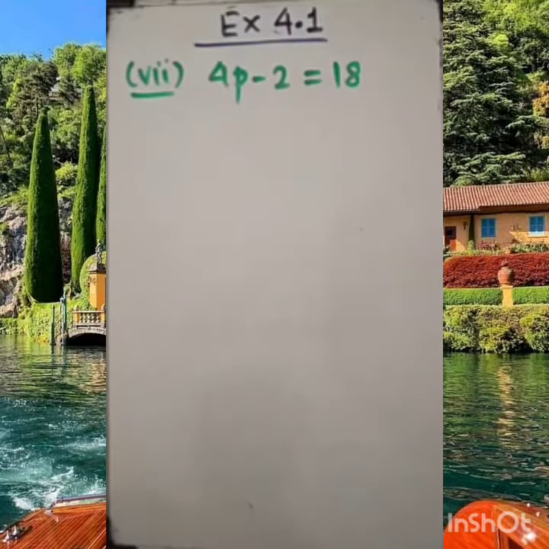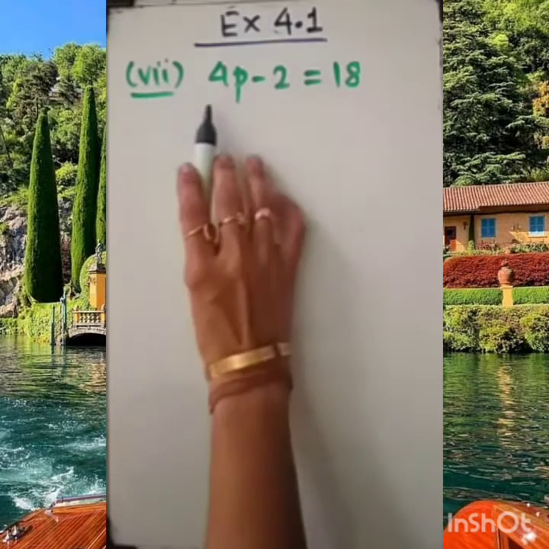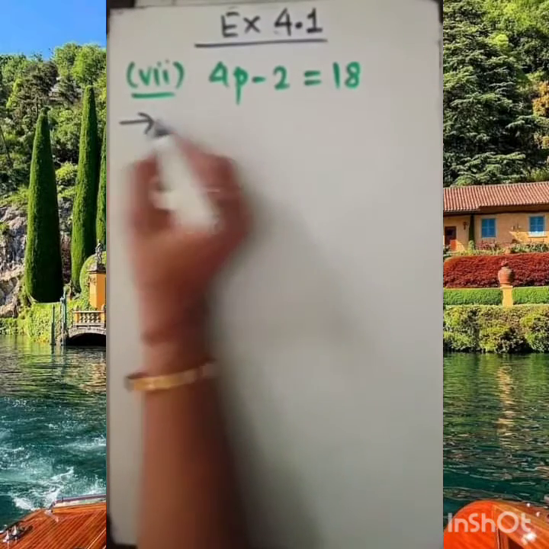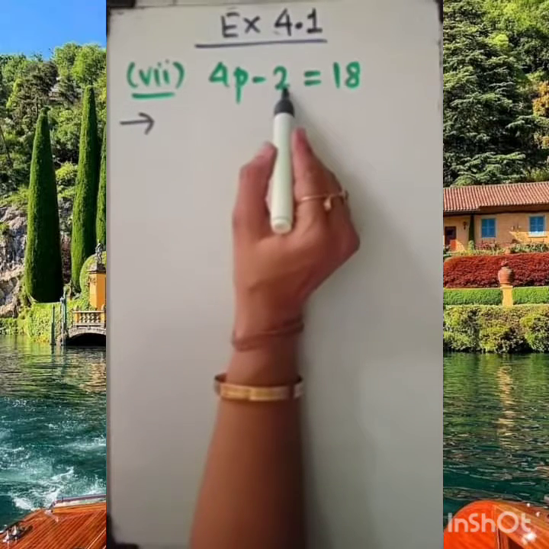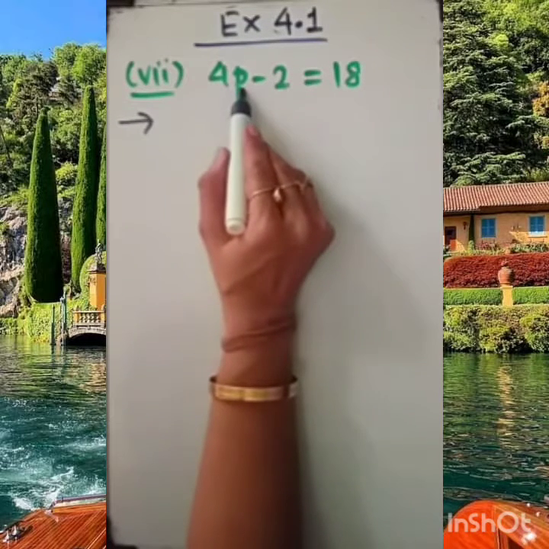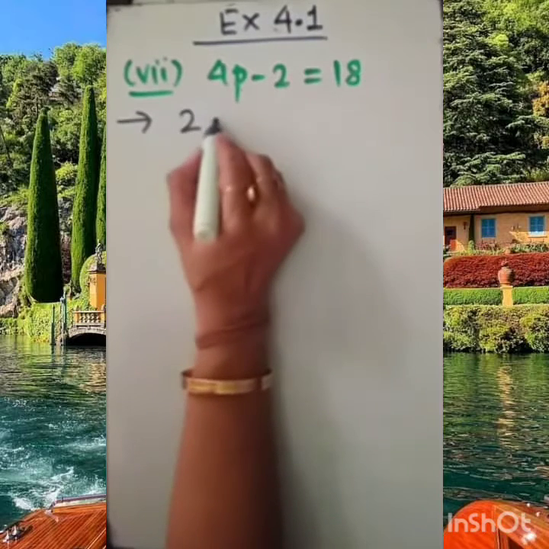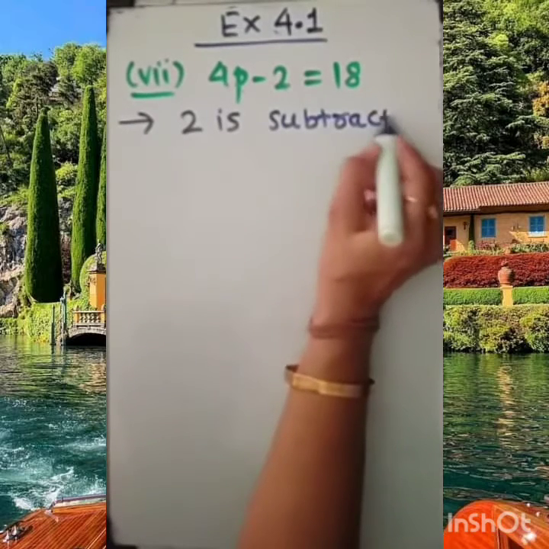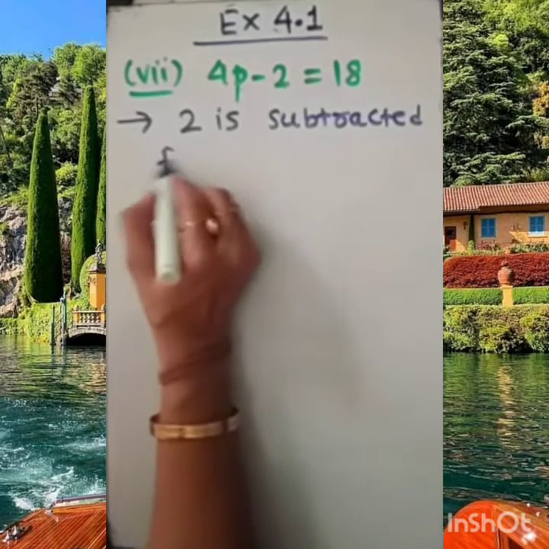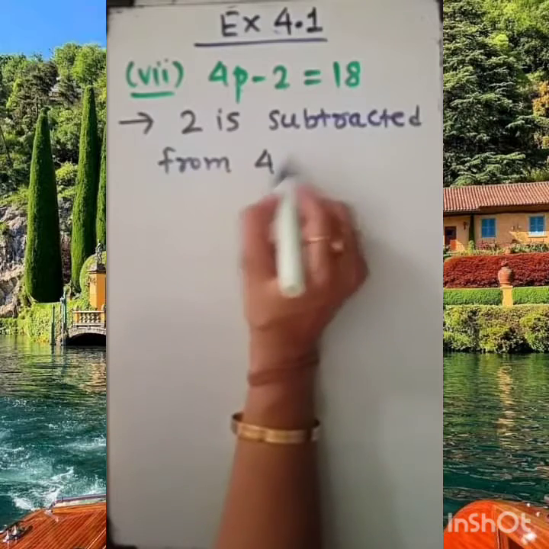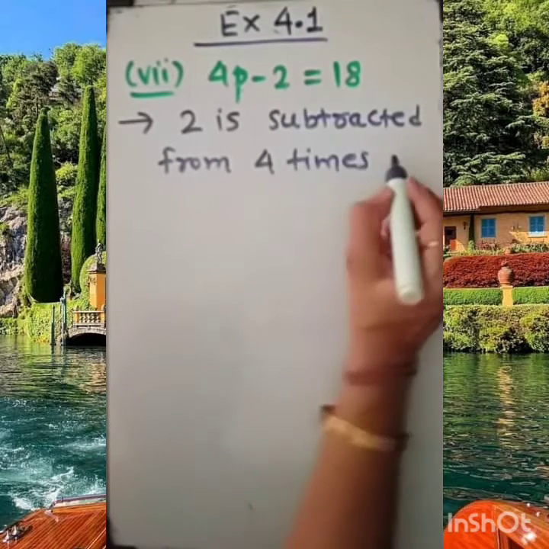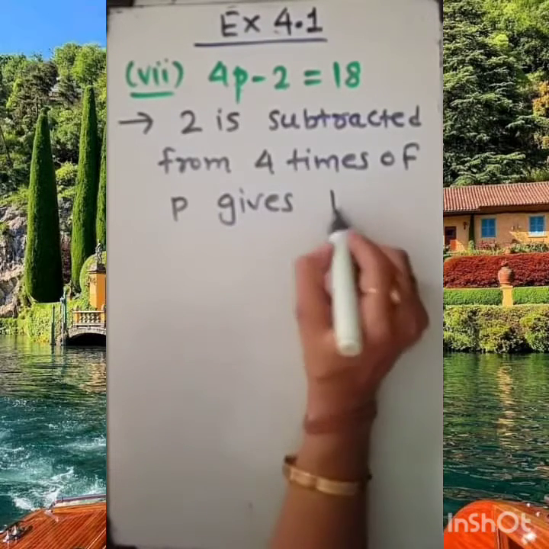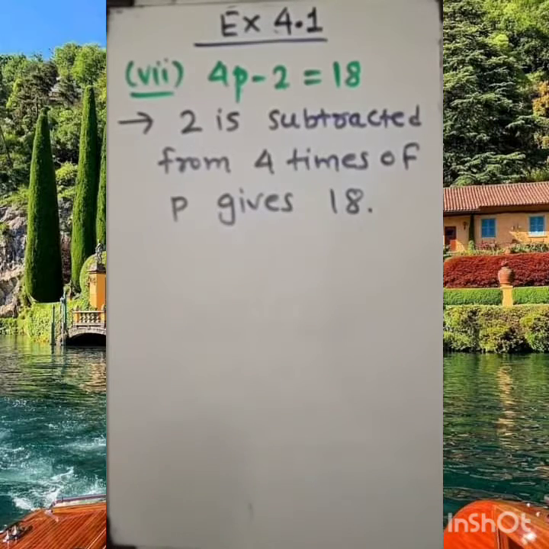So the seventh equation in the question we are given is 4p minus 2 equal to 18. So how to write it in a statement form? Here we are subtracting 2 from 4 times of p. So we need to write 2 is subtracted from 4 times of p. 4 times of p gives 18. This gives the result 18.